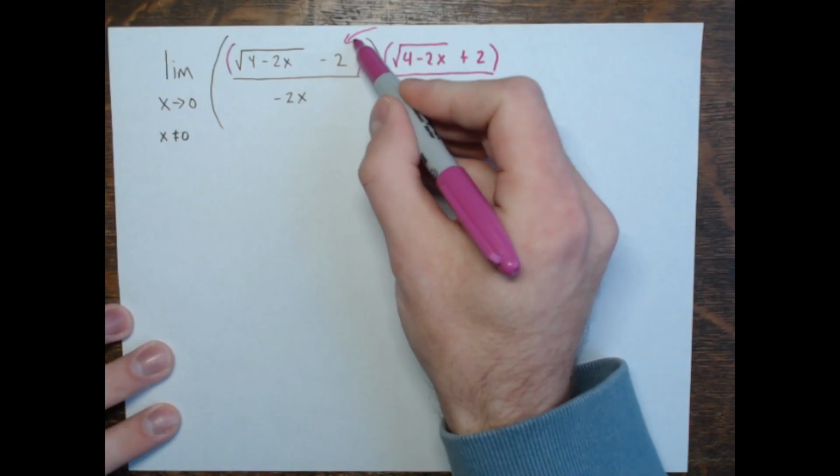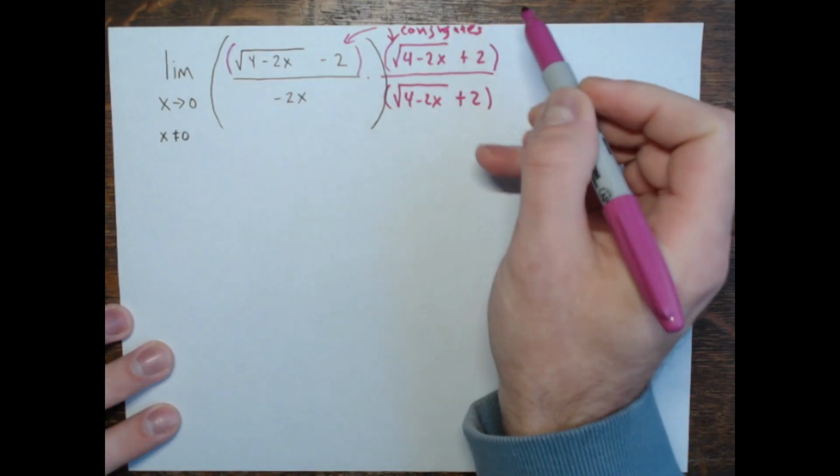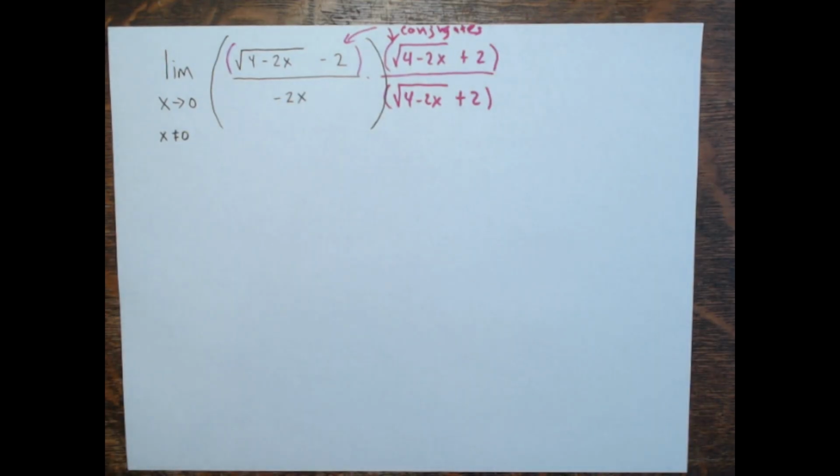All right, so again, these are conjugates. Remember, when you multiply conjugates, you end up with a difference of squares.